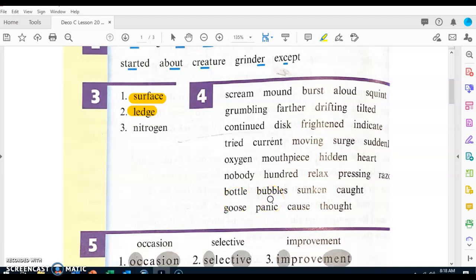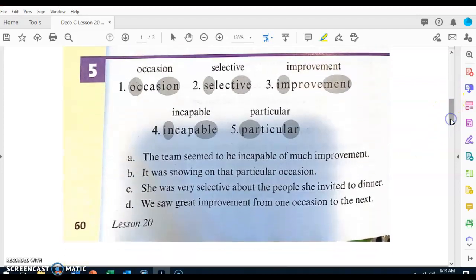Next word. What word? Bottle. Next word. What word? Bubbles. Next word. What word? Sunken. Next word. What word? Caught. Next word. What word? Goose. Next word. What word? Panic. Next word. What word? Cause. Next word. What word? Dot. Let's go ahead and look at part 5, boys and girls.